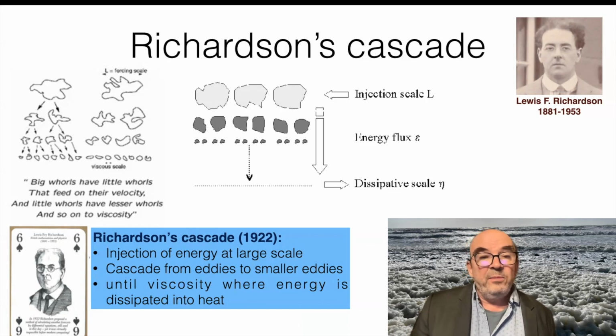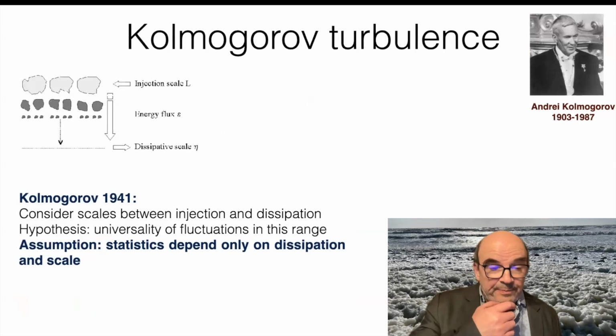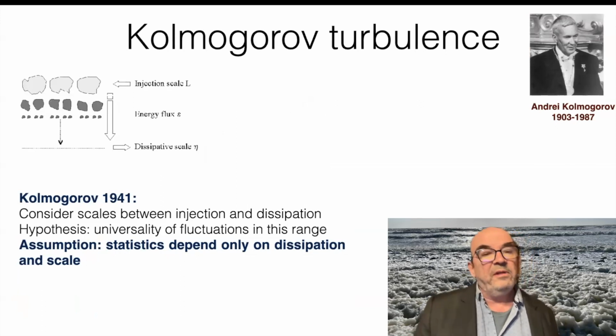The idea behind it is that we have an injection of energy at large scales. Then we have a cascade from eddies to smaller eddies, and this goes on until the viscosity scale, where you have the dissipation of energy into heat. Later on, it was formalized by the mathematician Kolmogorov in 1941.